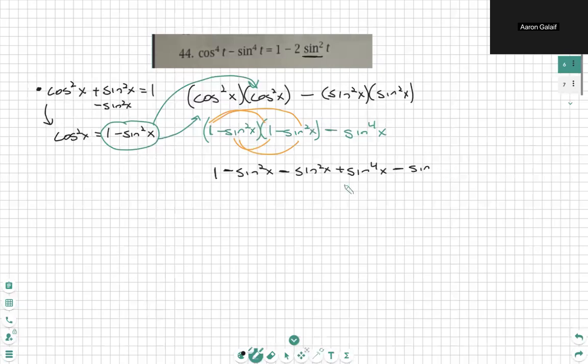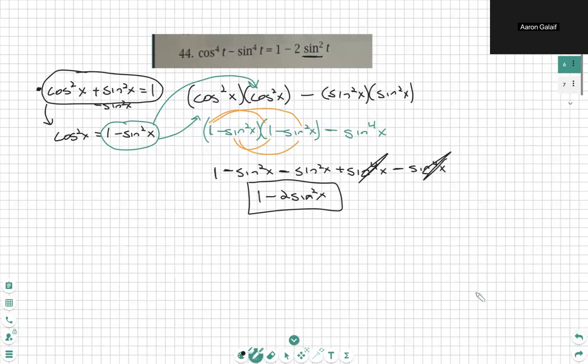So after foiling, we see, well, this is going to cancel. And these two will combine. And what are we left with? 1 minus 2 sine squared of x. And that is what we want. That is on the right side of the equation. So again, when you see cosines to the fourth and sine squares, we're going to most likely use our Pythagorean triples for trigonometry and make substitutions to solve and verify our solution.